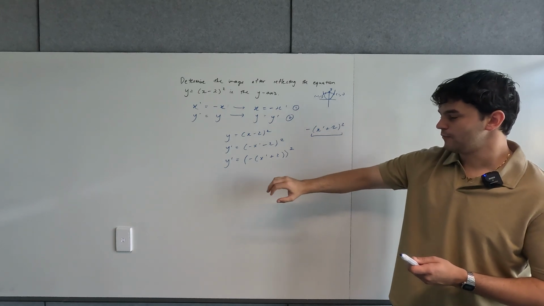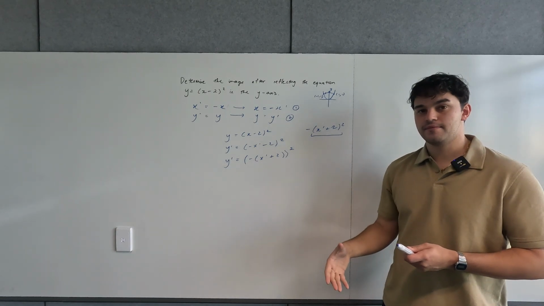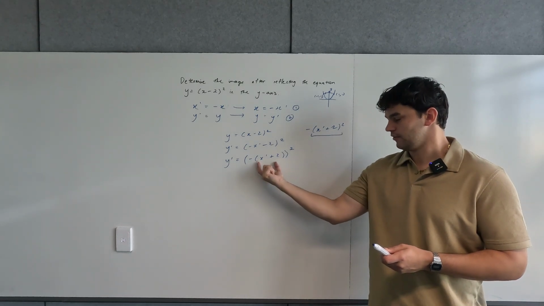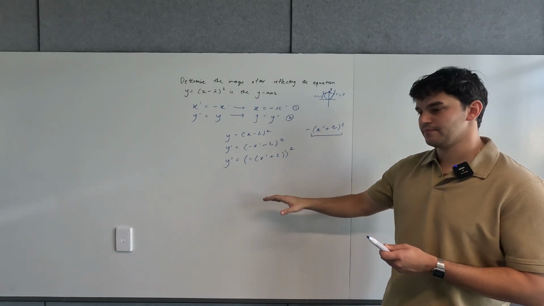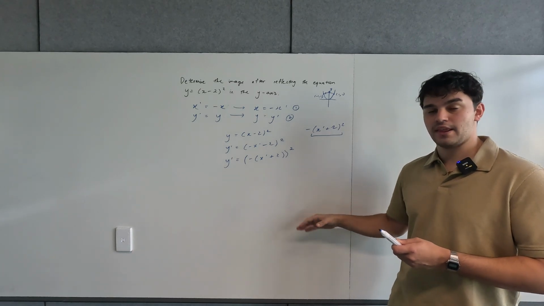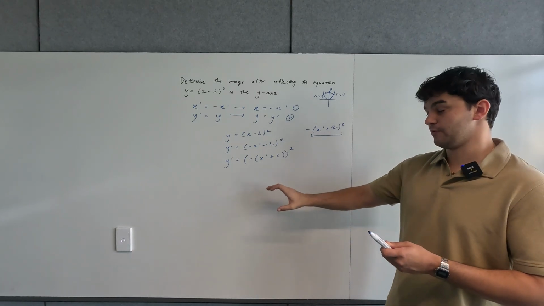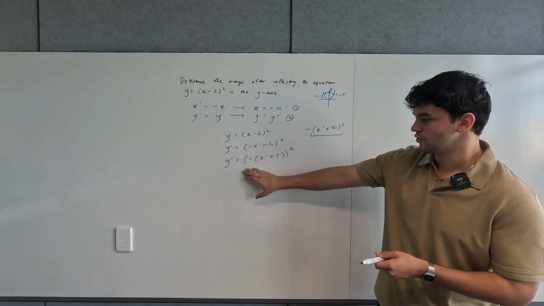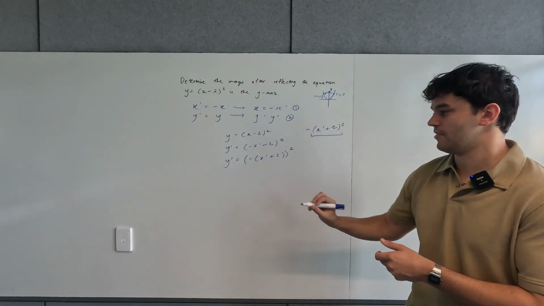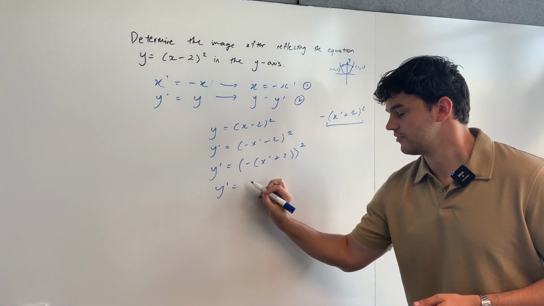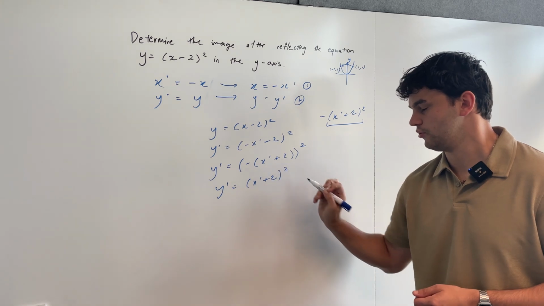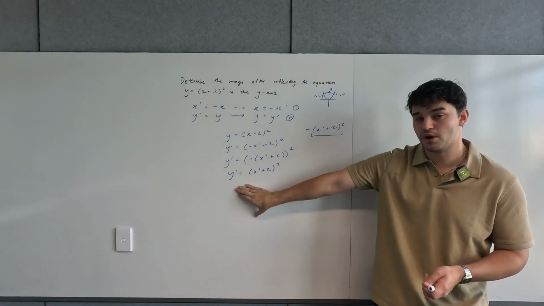Sweet. Now, if we have negative something squared, that's the same as not having the negative in the first place, because if we had just some sort of negative a times -a, that becomes positive a squared. It's the same as if we had positive a times positive a, that becomes positive a squared. So what we can actually do here is just get rid of the negative, and it's the same thing. So what I'm going to do is just say y dash is equal to (x dash plus 2) all squared. Hopefully that makes sense. We're just squaring an expression that's negative.